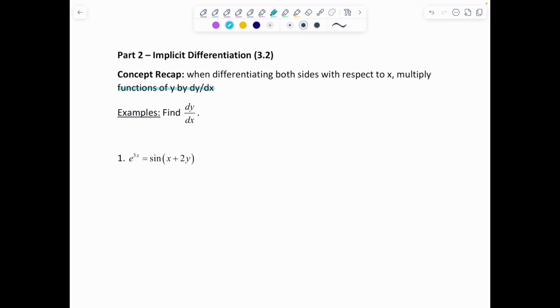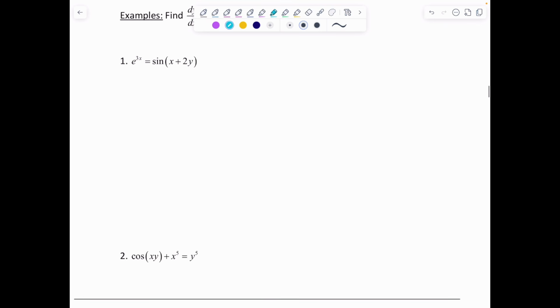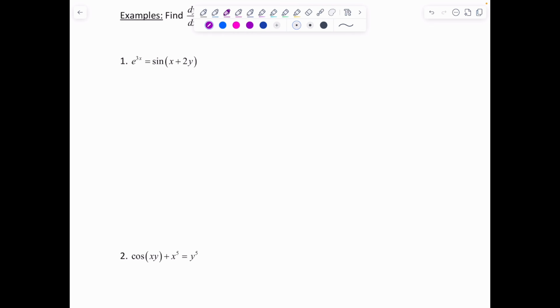So here we go. We're going to find dy dx. We have e to the 3x equals sine of x plus 2y. So differentiating with respect to x, derivative of the left-hand side. Don't forget we have chain rule. It's going to be e to the 3x times 3. And then on the right-hand side, again, chain rule. So derivative of sine something is cosine something. And then we're going to take the derivative of the something. So I'm doing chain rule, chaining its derivative. Derivative of x is 1.